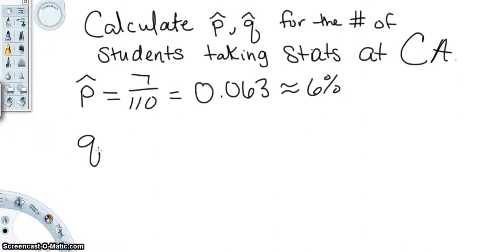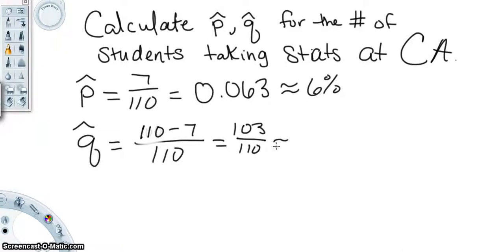Then we look at q hat, and we have 2 different ways we can calculate q hat. We'll do the long one first. We'll take the sample size, 110, subtract the 7, and we get 103 over 110. When we calculate this out, it comes to be about 0.936, which is about 94%.